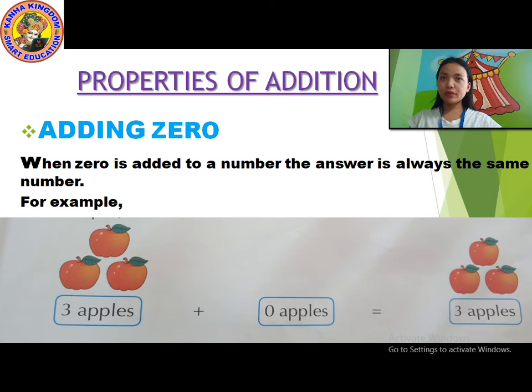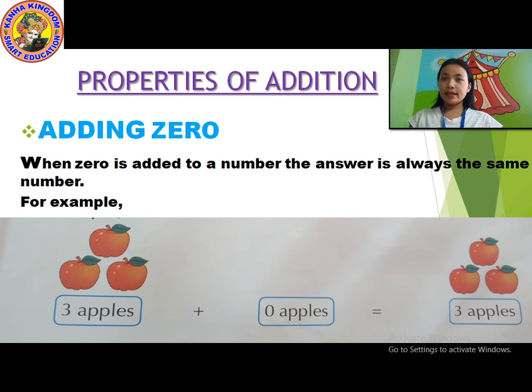Now we are going to learn about properties of addition. So the first property is adding zero. When zero is added to a number, the answer is always the number. That means when you add zero to a number, the answer is always the number itself.